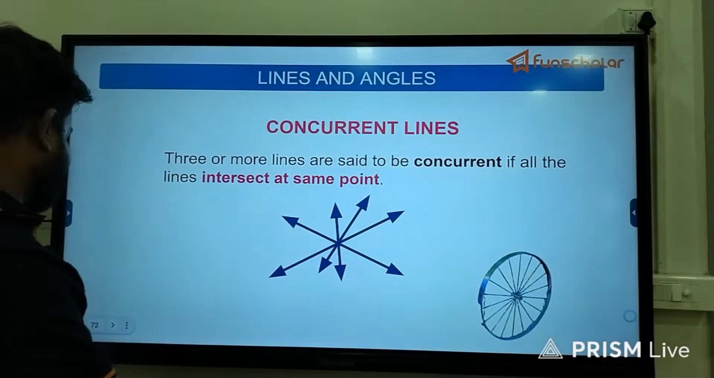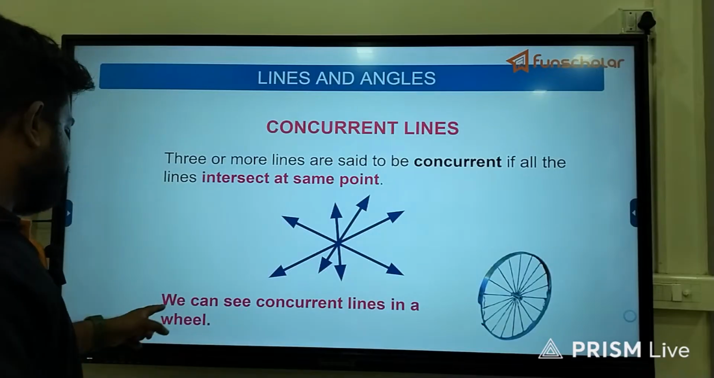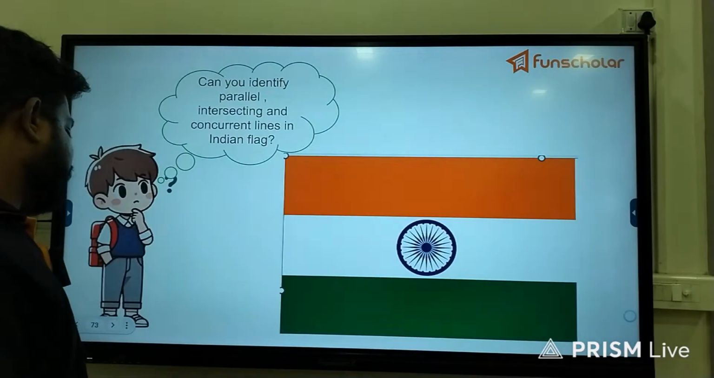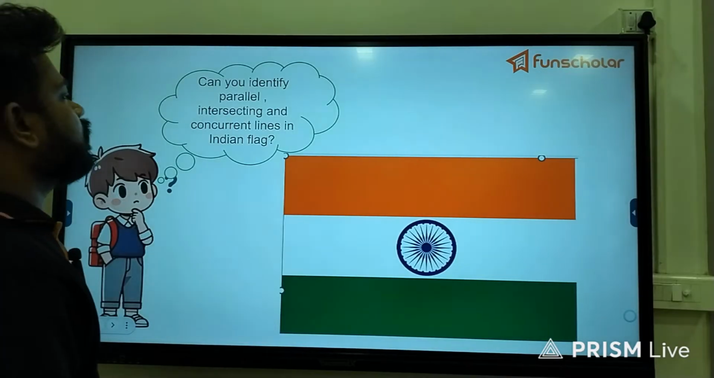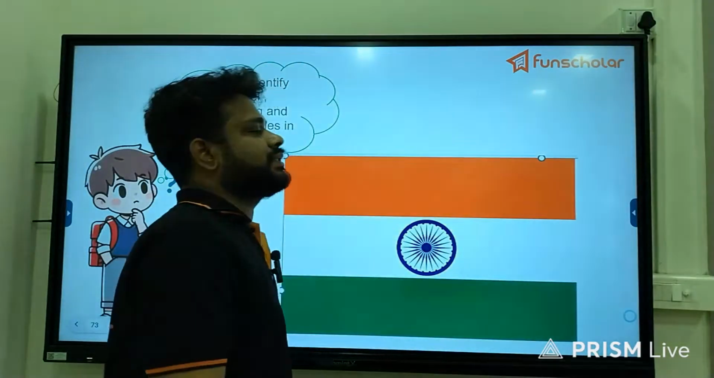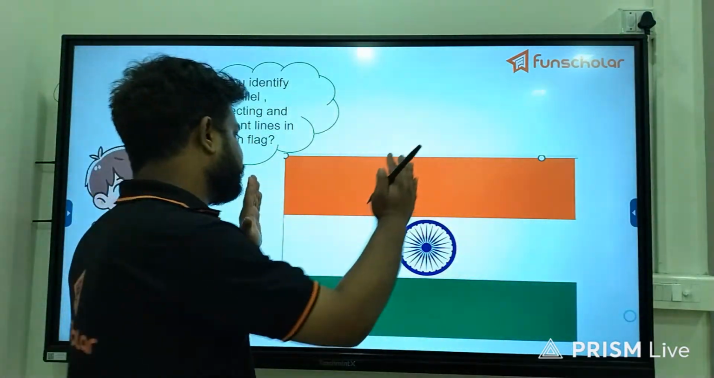So yeah, the tire is rounding, so we can see concurrent lines in a wheel. Okay, can you identify parallel lines, intersecting lines and concurrent lines in this Indian flag? Obviously, we have already celebrated the 15th August, and this is the flag.